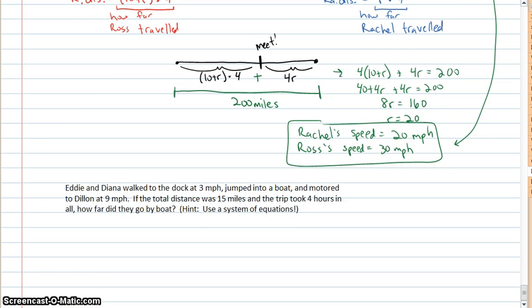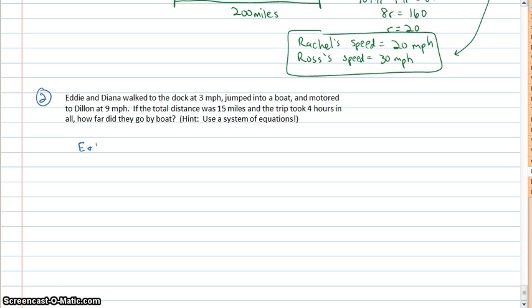Okay, let's try another one. Eddie and Diana walked to the dock at 3 miles per hour. So here's Eddie and Diana. They go to the dock, and their rate is 3 miles per hour. That's not a distance, that's a rate. And then, once they got to the dock, they jumped in a boat and motored to Dillon at 9 miles per hour. That again is a rate, not a distance, not a time. The total distance was 15 miles.